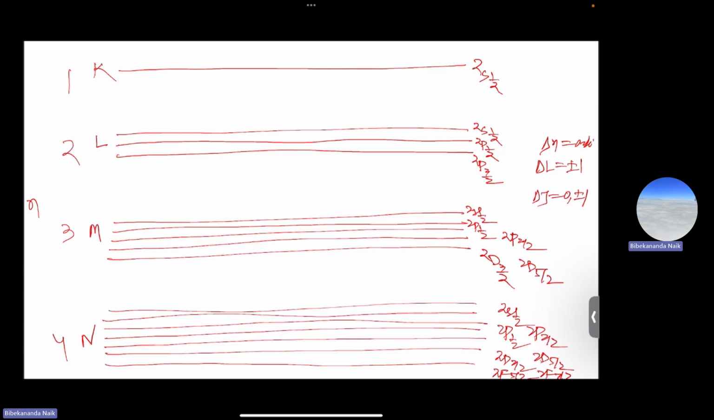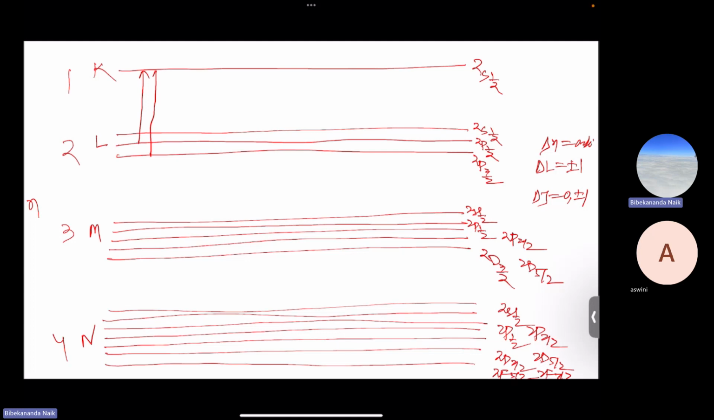So if you draw the transitions, you see delta L is plus minus 1. If you're considering the transition from 2 to 1, then 2S half to 2S half is not allowed. The allowed ones are 2p half to 2s half, then 2p 3 by 2 to 2s 3 by 2. So all those transitions which occur from any arbitrary level to the K level are called the K series.